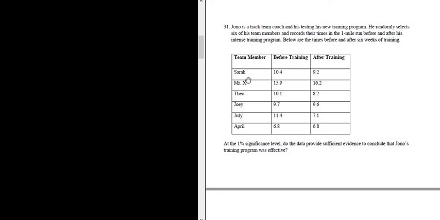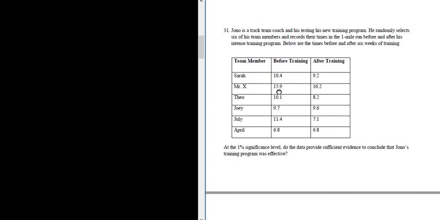So, for example, Sarah, it took her 10.4 minutes to run the mile. But after the intense training program, it only took her 9.2 minutes. Mr. X, on the other hand, it took him 15.9 minutes to run the mile. But after the training, his time actually increased to 16.2. Looks like Theo, his time reduced. So Theo improved, right? Right.